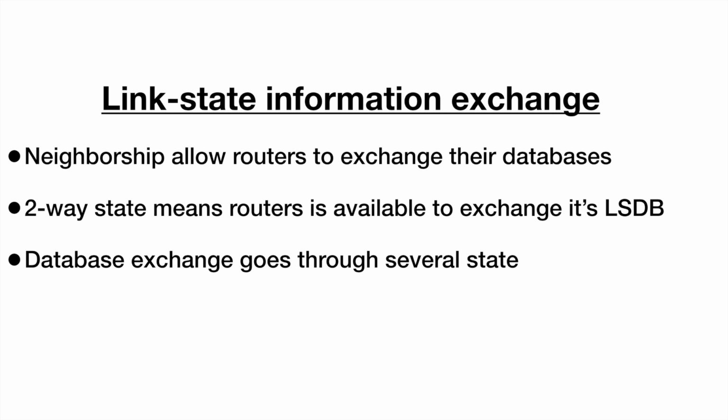For database exchange, once a neighborship is formed, it goes through several states for that exchange to happen. We'll look into that now. What are those states? The first state is down. This is a state where two routers are connected, their link is down, OSPF is not configured. This is a very initial phase. Everything is down.